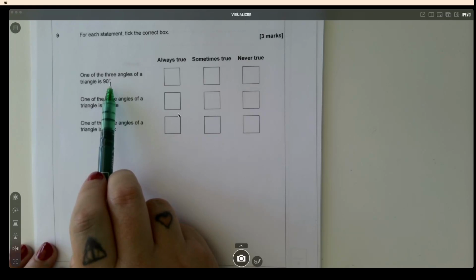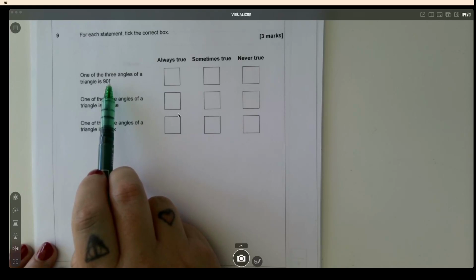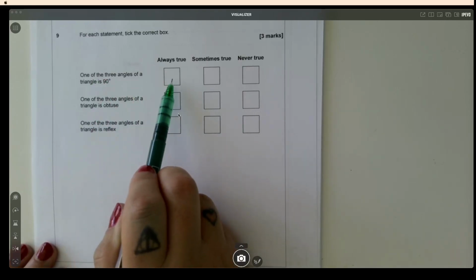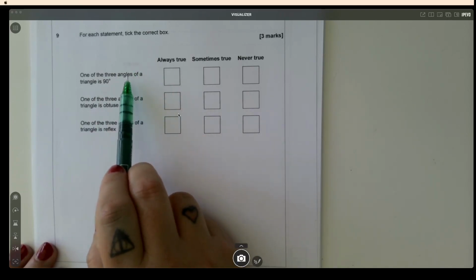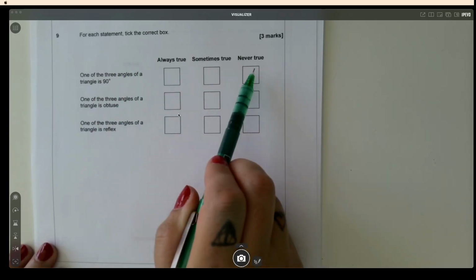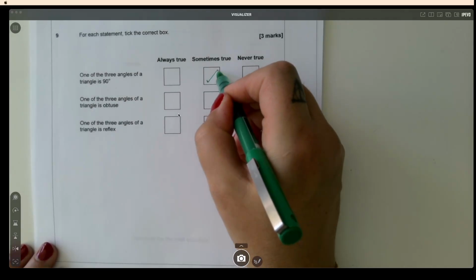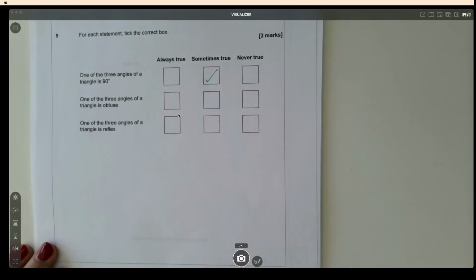We can have scalene triangles where none of the angles are the same. We can have isosceles triangles, equilateral, etc. But there's only one option for a triangle that we can have a 90-degree angle in. So it's not always true because we've got those different types of triangles. It's not never true, so this one's sometimes true. So sometimes one of the 3 angles of a triangle is 90 degrees.